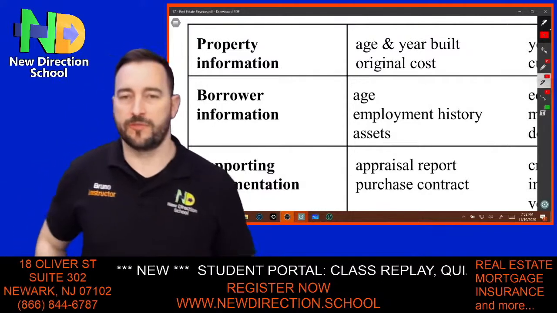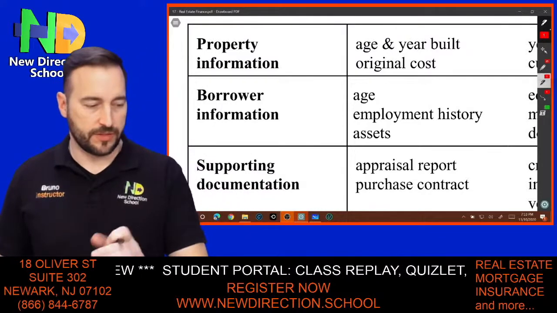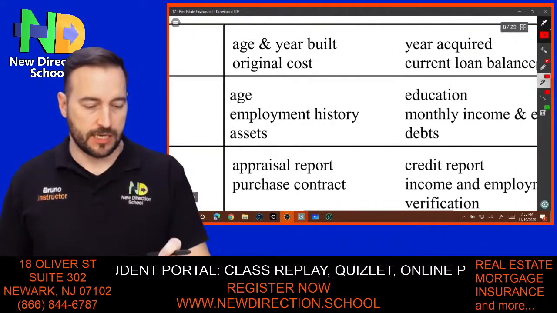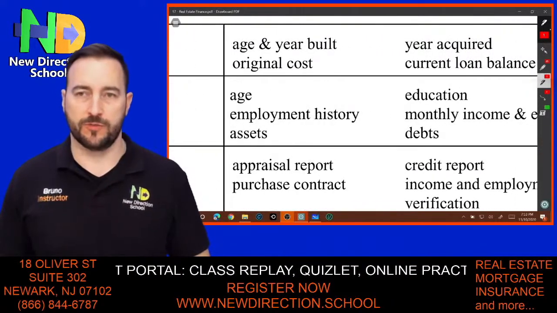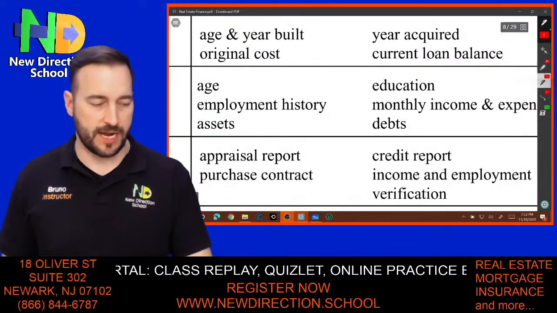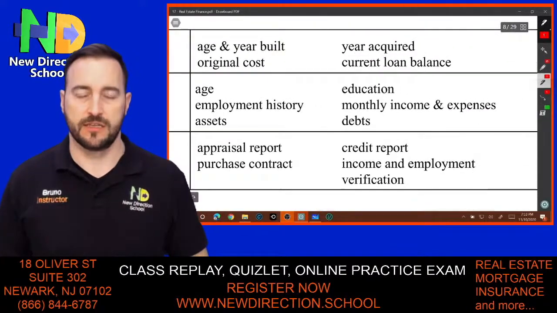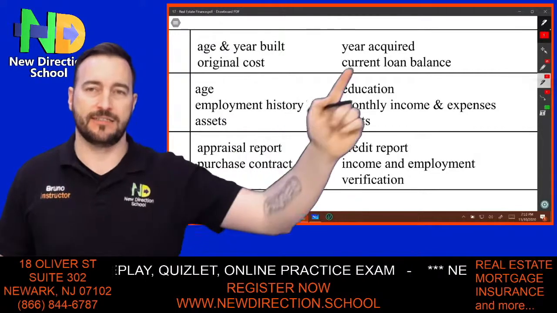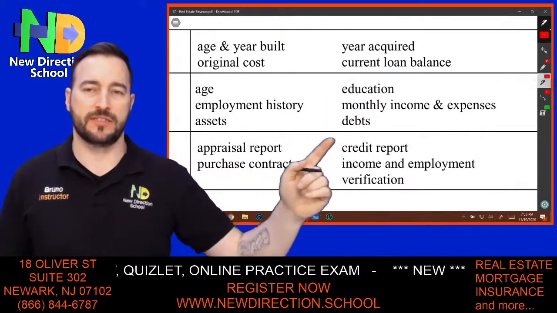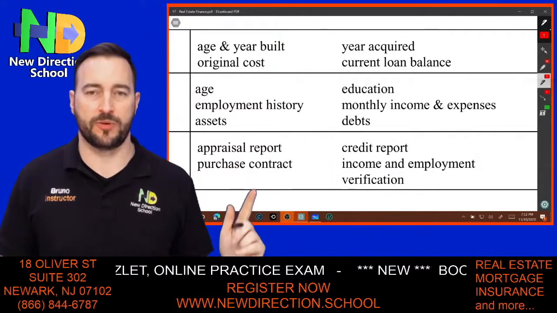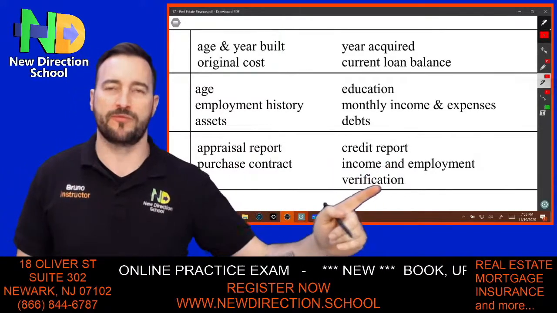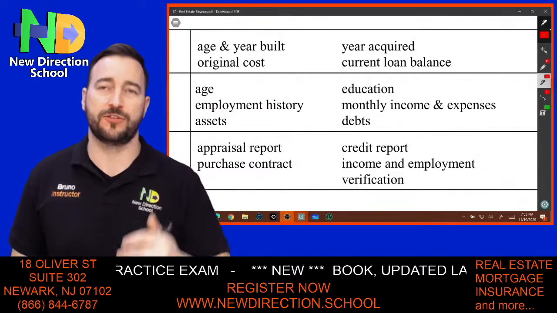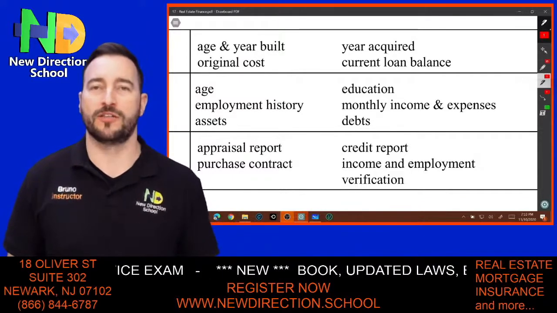Property information, borrower information, support documentation. So things that they're going to look at when you apply for a loan are the age and year that it was built, the original cost, the year acquired, current loan balance if it's a refinance, the age of the person, the employment history, the assets, education, monthly income and expenses, debts, appraisal report, purchase contract, credit report, income and employment verification. What is your blood type? What is your cat's name? What's your neighbor's name? Right? They'll ask for all this information.